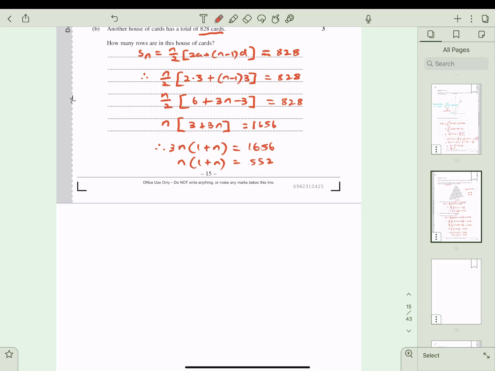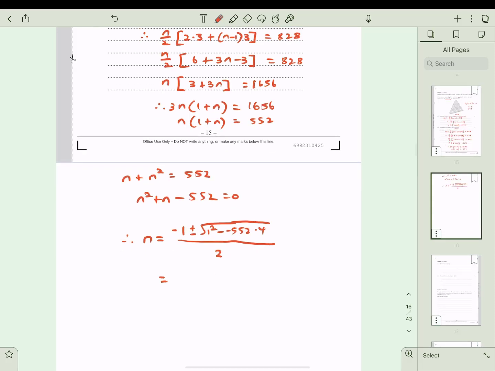Expanding the left-hand side, we have n plus n squared is equal to 552. So n squared plus n minus 552 equals 0. Now solving for n, we're going to use the quadratic formula. n is equal to negative b plus minus the square root of b squared minus 4ac, all over 2a. That's equivalent to negative 1 plus minus the square root of 1 plus 4 times 552, divided by 2.